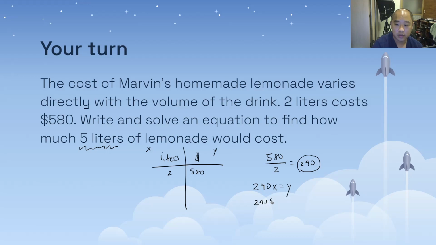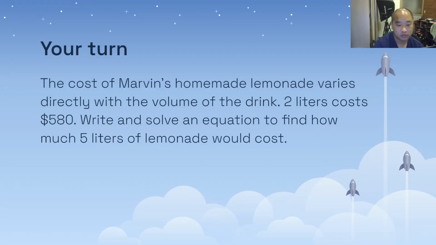So 290 times 5 equals... Sorry, I got distracted there. I thought someone came into the room. 45, 10, 14. So $1,450. Marvin's rolling in the dough.